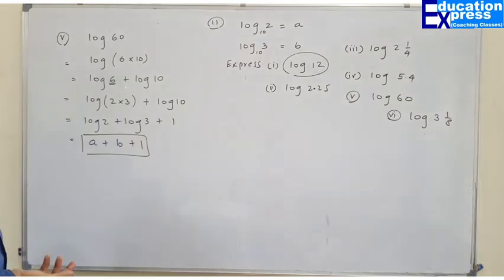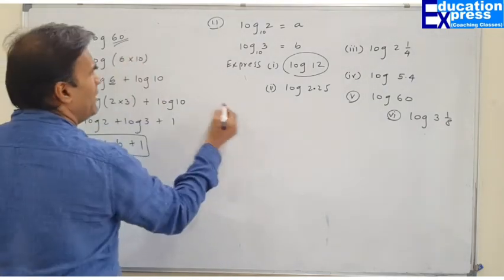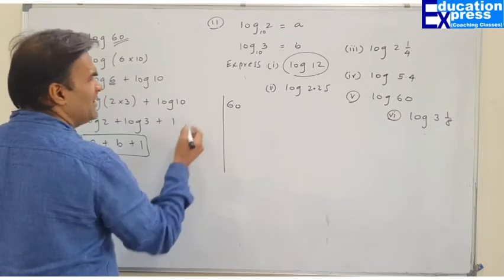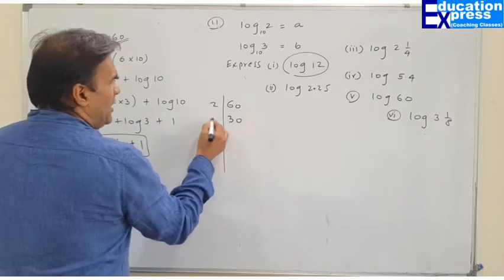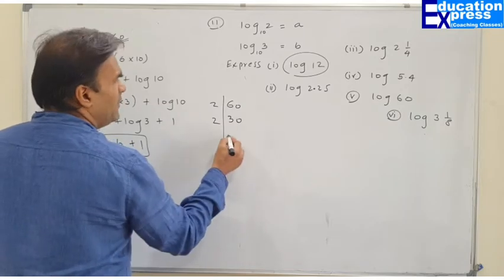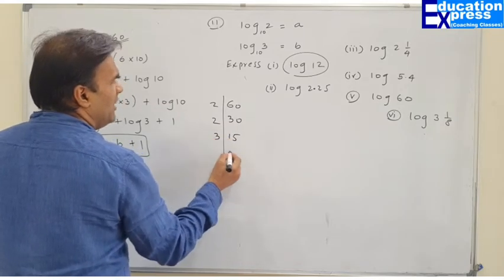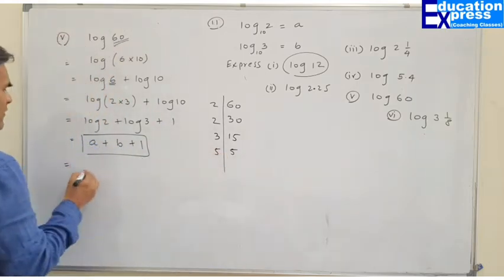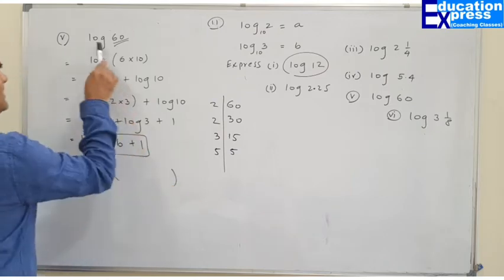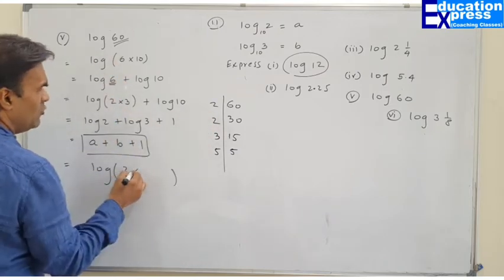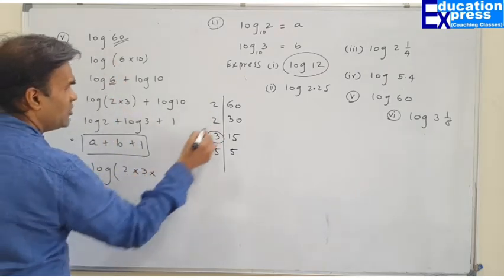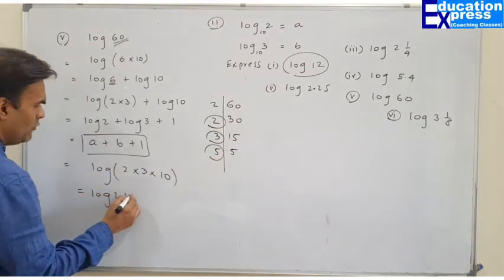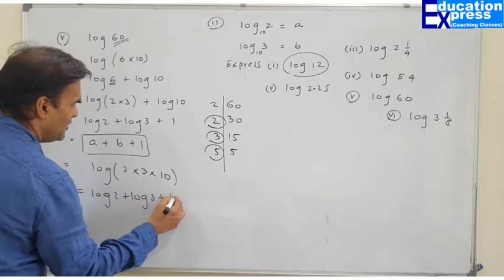All the questions are going to be like that only. Sir, supposing if I would have taken prime factorization then, you can take prime factorization also. See, you will get the same result. 2, 32. After that, so it will be 15, 3, 5. So 5. So you can say log of 60 can be written as 2 into 3 into 10. That would be log of 2 plus log of 3 plus log of 10.